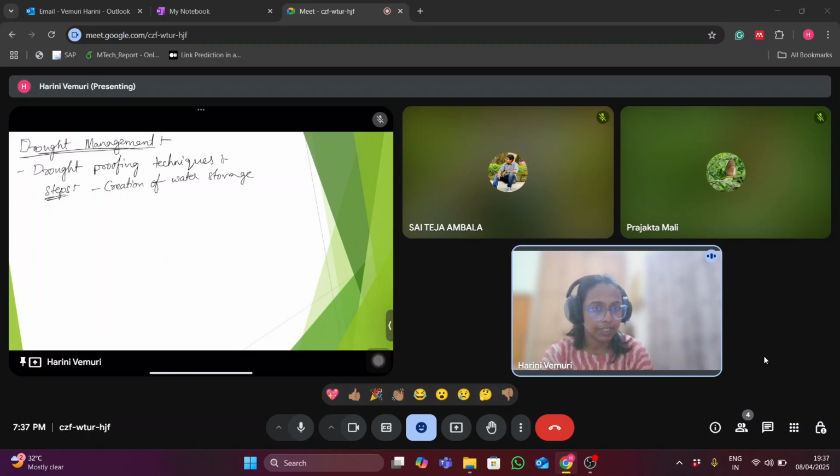Then there are evaporation control measures like floating covers and shades and also wind breaks, which will reduce the wind flow in the area. So if there is less wind flow, then that means evaporation is less.